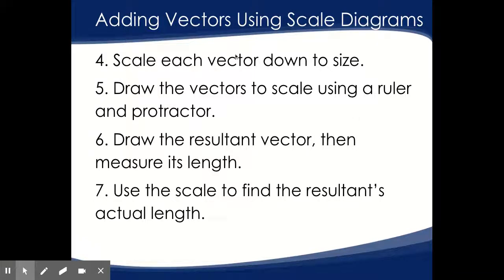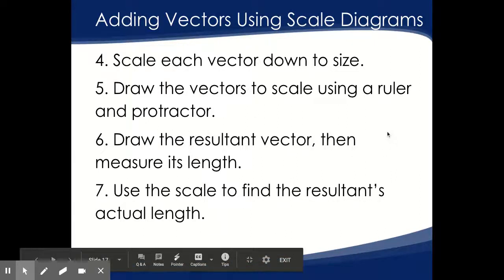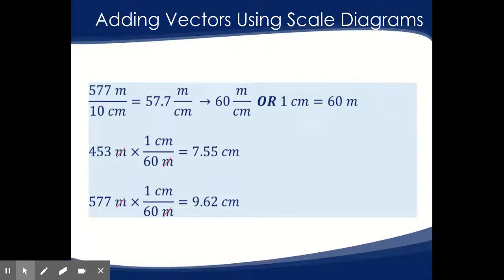So once you do that, you scale each vector down to size. We had 577 meters, and the other one was like 450 something. So we'll scale those both down to size, and then you draw it out using a ruler and a protractor. This is much better explained by being shown to you.